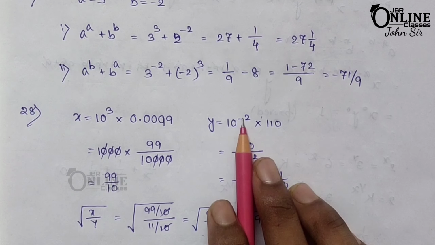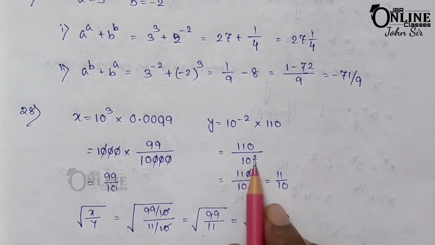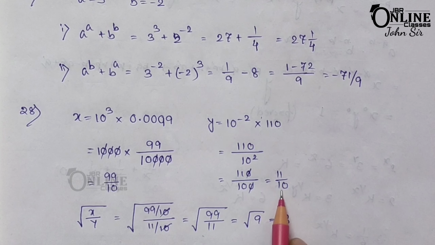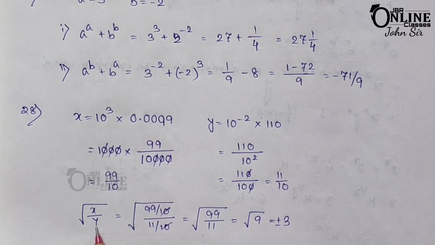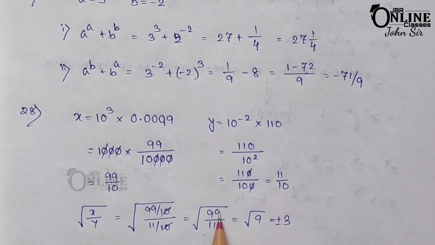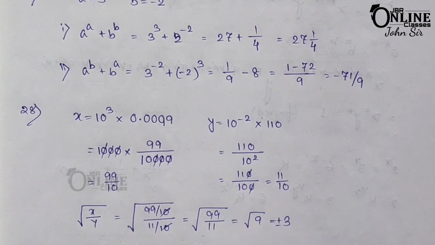Here 10 to the power minus 2 means 1 by 10 square, that means 100. So 110 by 100, the 0s cancel out, now 11 by 10. So now x by y means 99 by 10 by 11 by 10. So 10 cancels out, root over 99 by 11, it becomes 9. So root over 9 means plus minus 3.